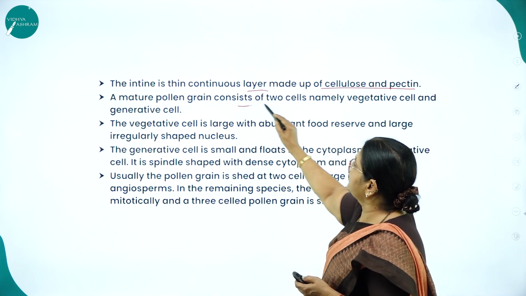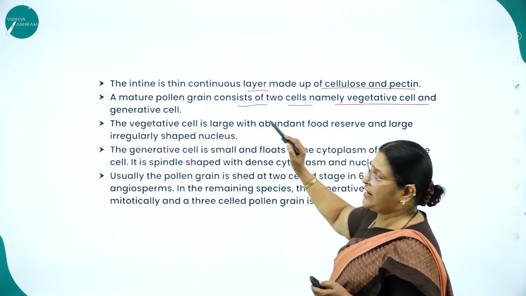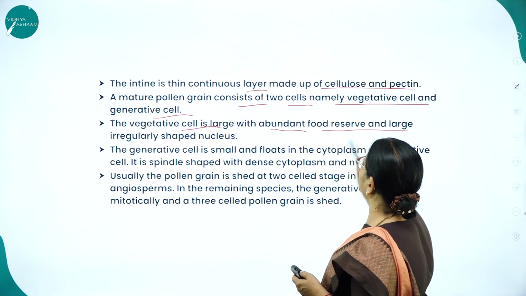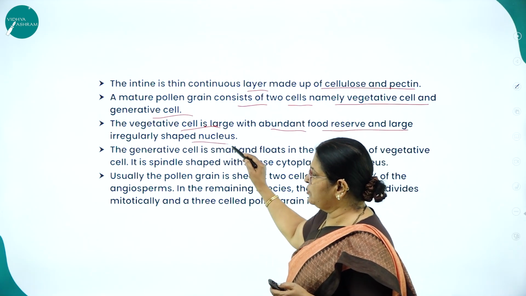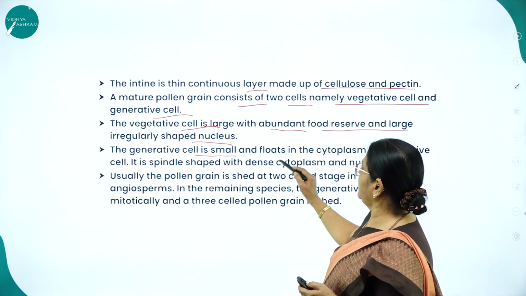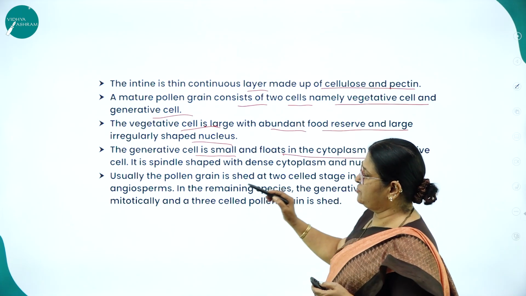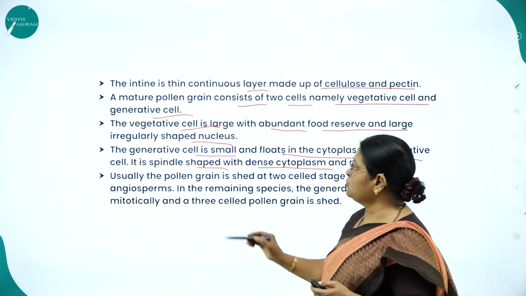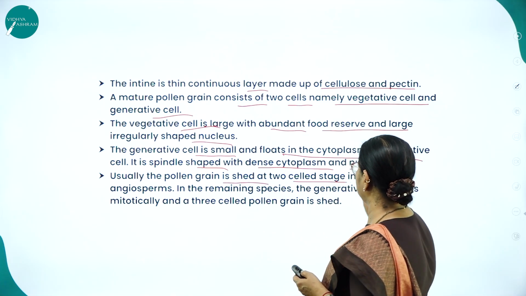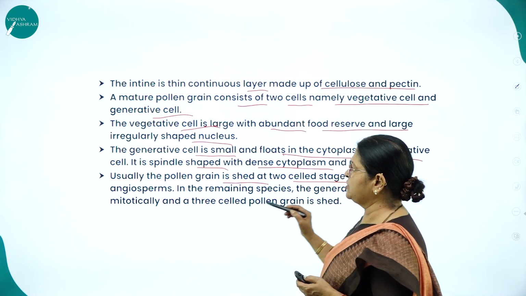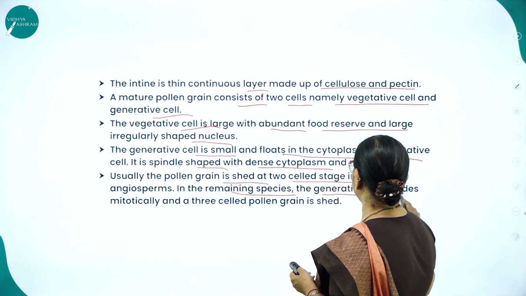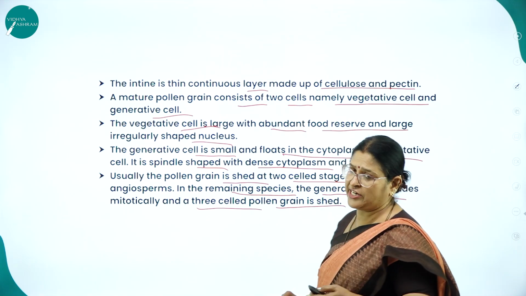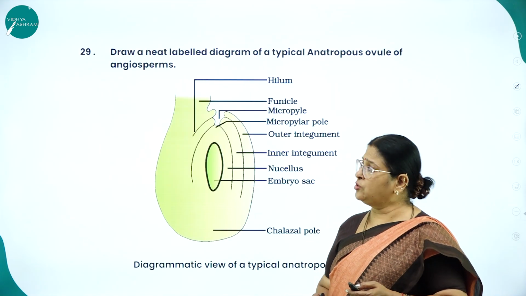A mature pollen grain consists of 2 cells, namely vegetative cell and generative cell. The vegetative cell is large with abundant food reserve and large irregularly shaped nucleus. The generative cell is small and floats in the cytoplasm of vegetative cell. It is spindle shaped with dense cytoplasm and nucleus. Usually the pollen grain is shed at 2 cell stage in 60% of the angiosperms. In the remaining species, the generative cell divides mitotically and a 3-cell pollen grain is shed. Moving on to question number 29.